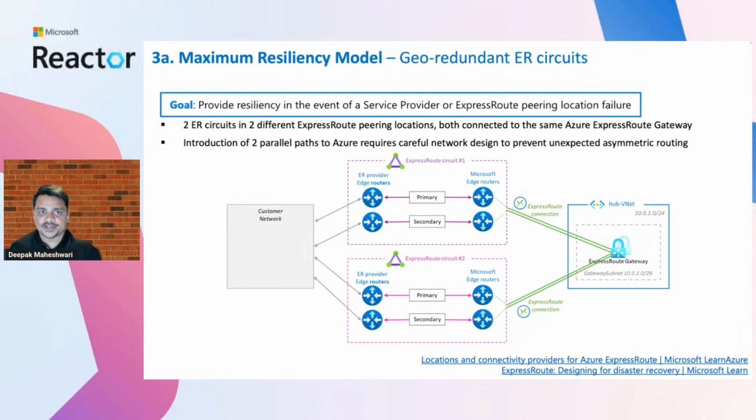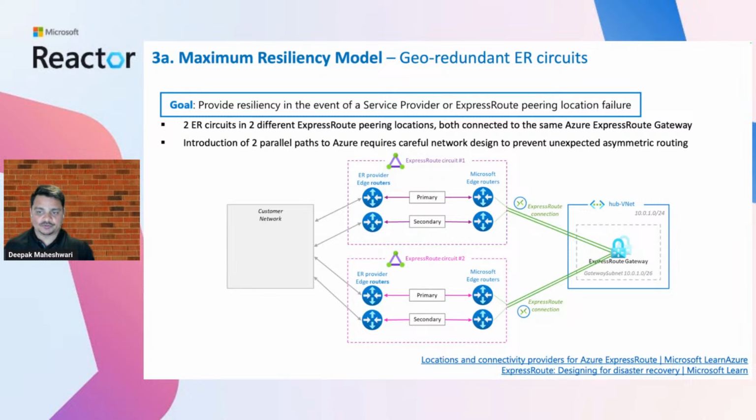Now, the third one is the maximum resiliency model. This is something we recommend if you've got a mission critical application which has a lot of dependency on premises, or any application which will be impacted if your ExpressRoute goes down. We recommend to use two peering locations.